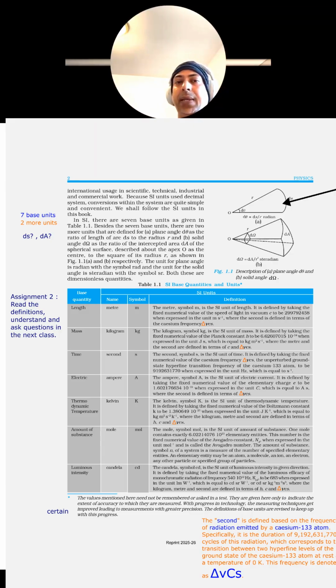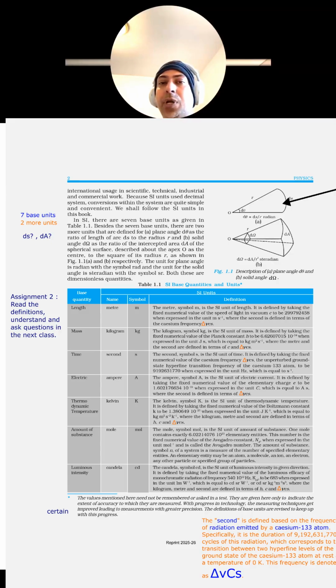And second is solid angle d omega. This is a solid object. So it's like a conic section, but not exactly. d omega is defined as the ratio of intercepted area dA. This area is somehow measured and is termed as dA. We'll know about small d later.